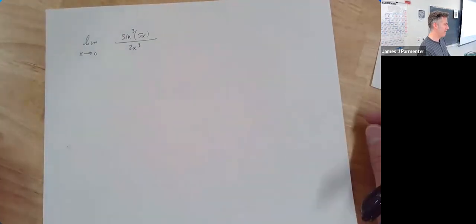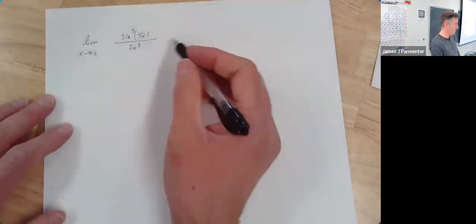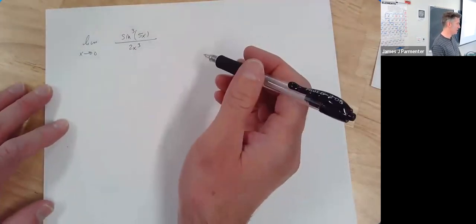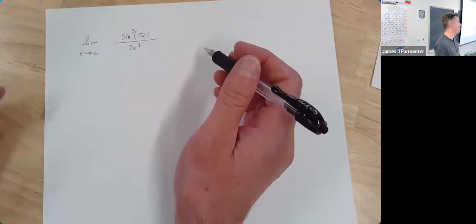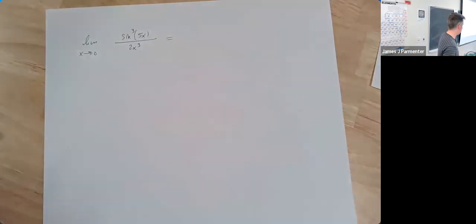The answer is not 5/2. And even if it was, you would still need to show the work about how you got there. If someone wrote whatever the right answer was here, I wouldn't accept it if they didn't show me that they knew what they were doing. So here's the work I would want to see.